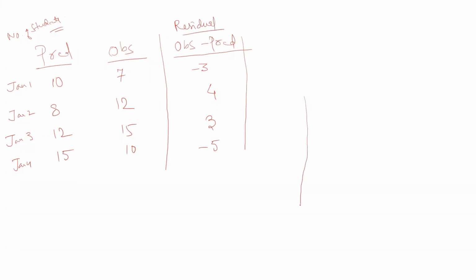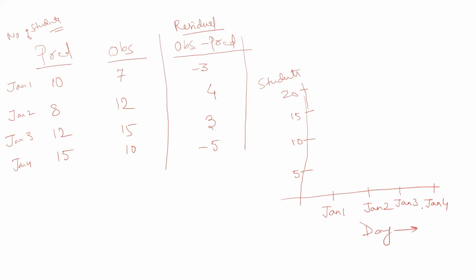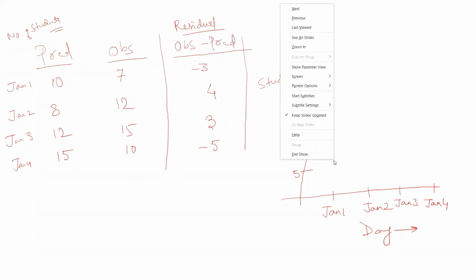And if I want to plot this over a graph, you have Jan 1, Jan 2, Jan 3, and Jan 4. Say this is 5, 10, 15, this is 20. So this is my y-axis, which has the number of students, and this is my day. Now if I plot this, your observed value is 7. So 7 will be somewhere around here, just above 5.